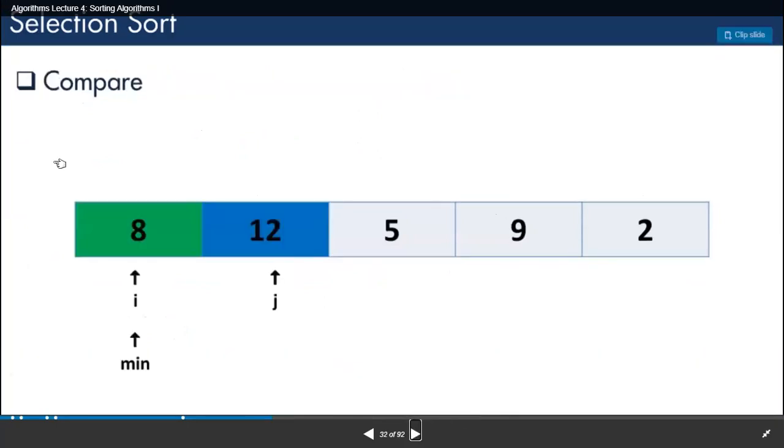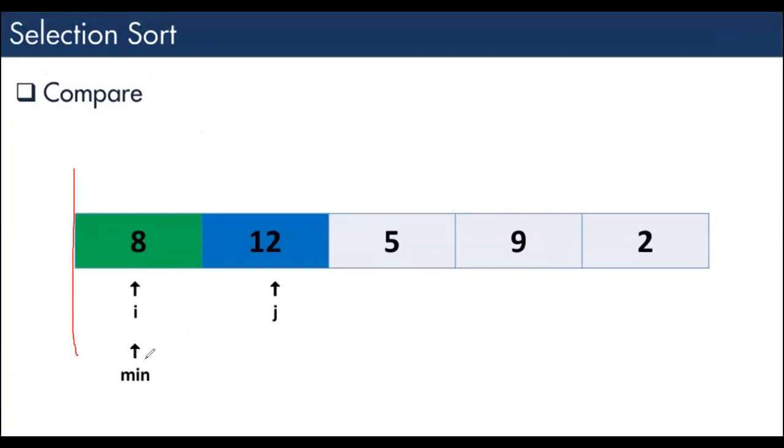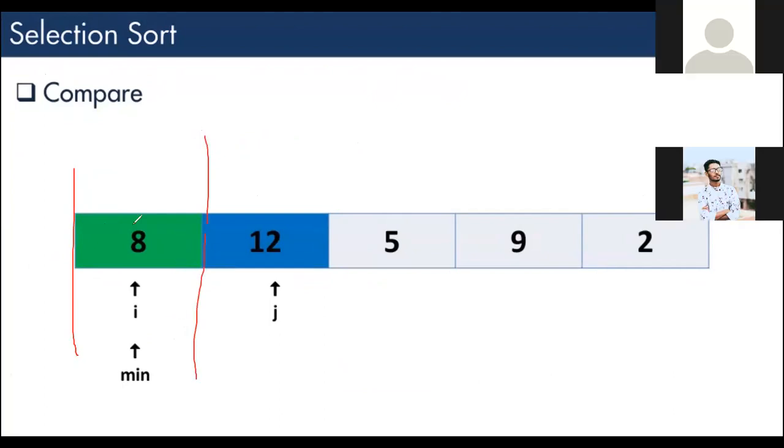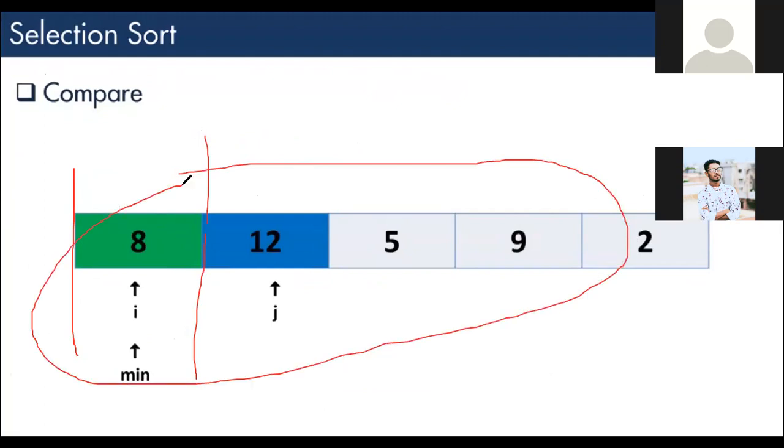So the first step, we start with the first index. We assume that the whole array is unsorted. So what we will do, we'll try to sort the first position. We will find the smallest element in this whole array and put it in the first position. This min index will help us find the minimum element and put it in the first position.